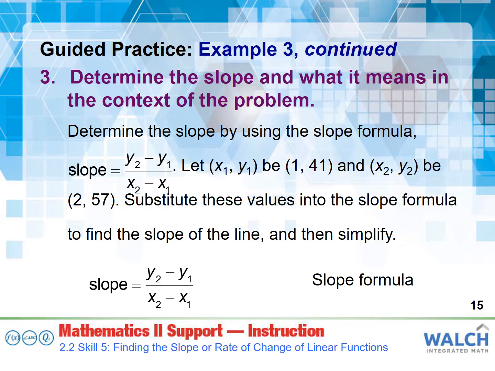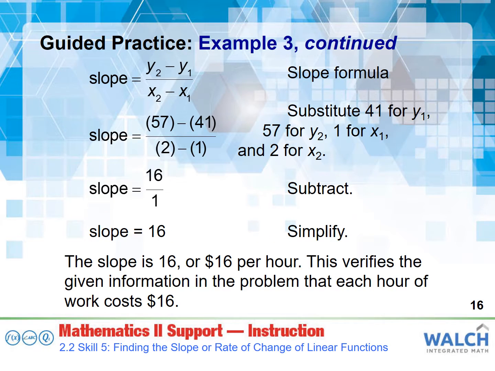So we've got x1, y1 as 1 and 41, and we've got x2, y2 as 2 and 57. All right, so we've got y2 minus y1 over x2 minus x1. So we've got 41, 57, 1, and 2. So we've got 57 minus 41, which is 16, and 2 minus 1, which is 1. 16 over 1, simplified, is 16. So the slope is 16, or $16 per hour. This verifies the given information in the problem that each hour of work does cost $16.